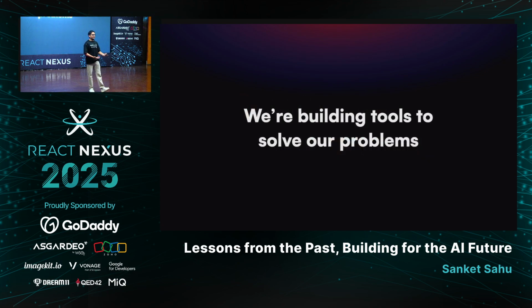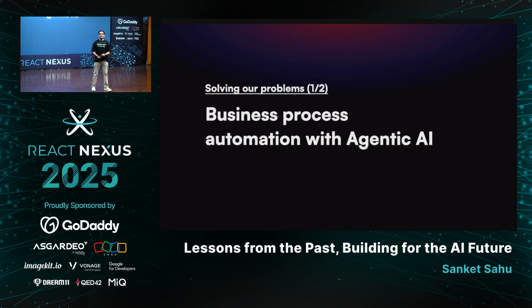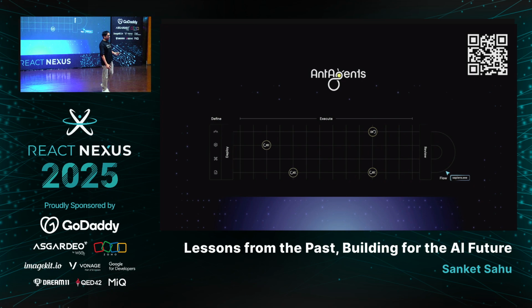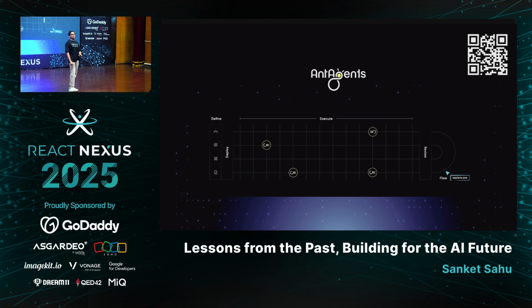I'm contributing to these tools as well to solve my own problems. Two major things that we are building. One we call Ant Agents, which is an agentic AI platform for business process automation. Heavy jargon. But yeah, as I run Geeky Ants, a software agency, we are 400 people, and as a part of automating a lot of things, we are building an agentic platform that can help us automate everything from the whole sales process all the way to delivery. And this is the platform that we are building, Ant Agents.